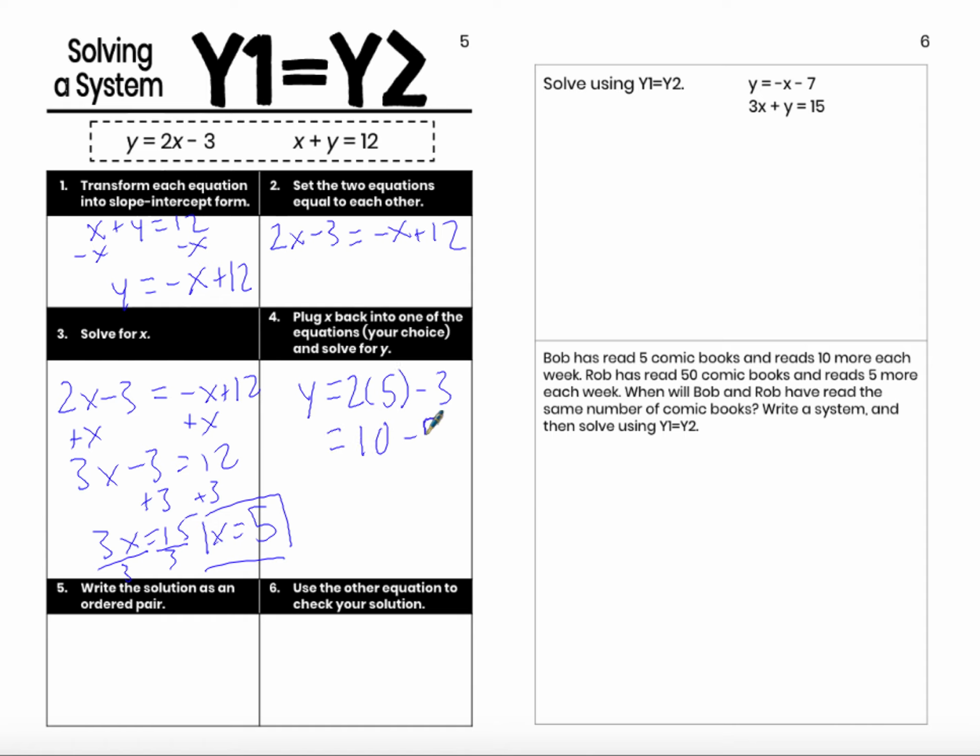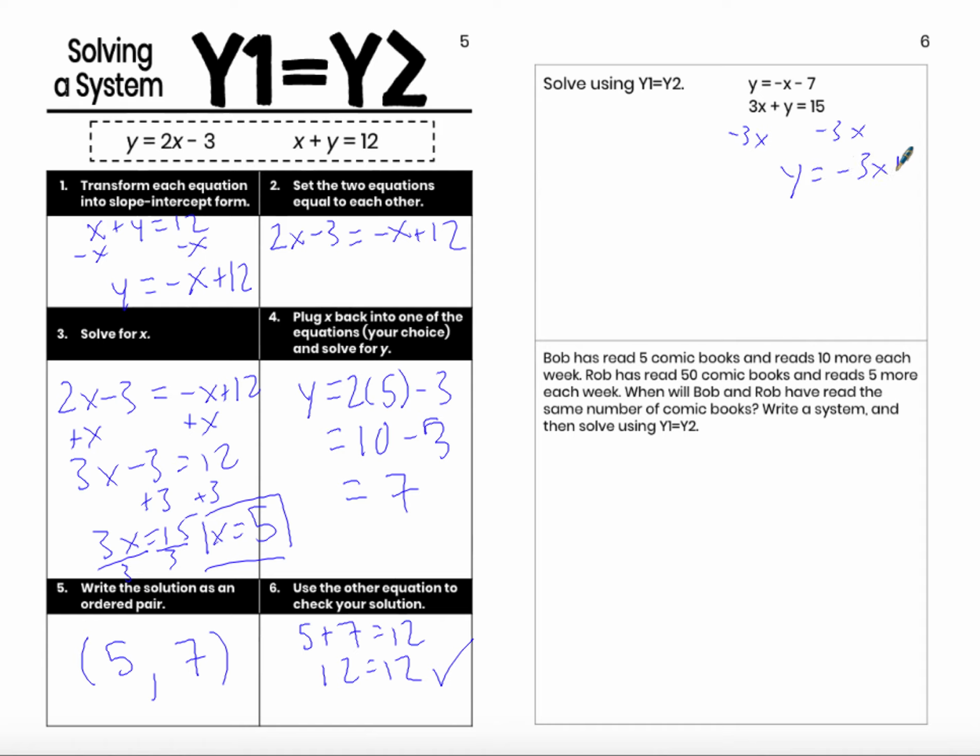2 times 5 is 10. 10 minus 3 is 7. That tells me my y value of the solution is 7. My solution to a system is always written as an ordered pair, x equals 5, y equals 7. And then since I used this equation to find y, I'm going to go ahead and use the other equation to check my solution. Does 5 plus 7 equal 12? Yes, it does.